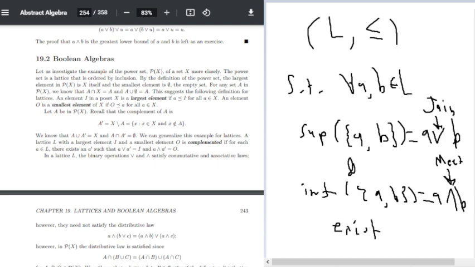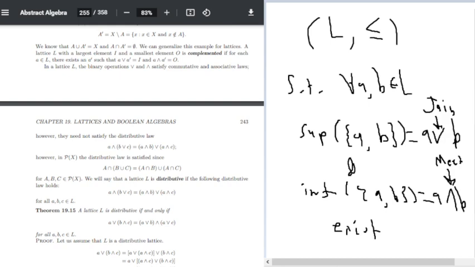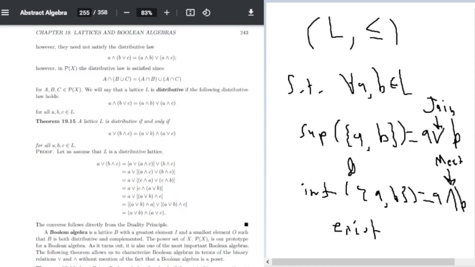In a lattice L, the binary operations join and meet must satisfy commutativity and associativity laws. However, they need not satisfy the distributive law: A meet (B join C) is equal to (A meet B) join (A meet C). However, in P(X), the distributive law is satisfied, since A intersected with (B union C) is equal to (A intersected with B) union (A intersected with C), for A, B, and C in P(X). We say that a lattice L is distributive if the following law holds: A meet (B join C) is equal to (A meet B) join (A meet C) for all A, B, and C in L.